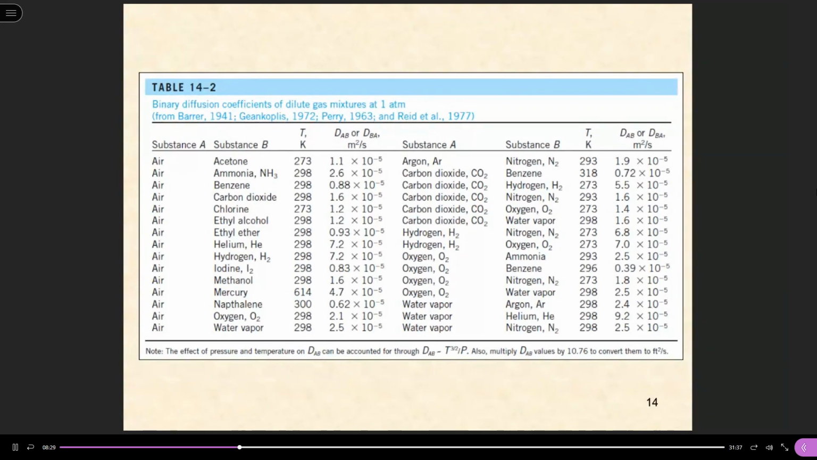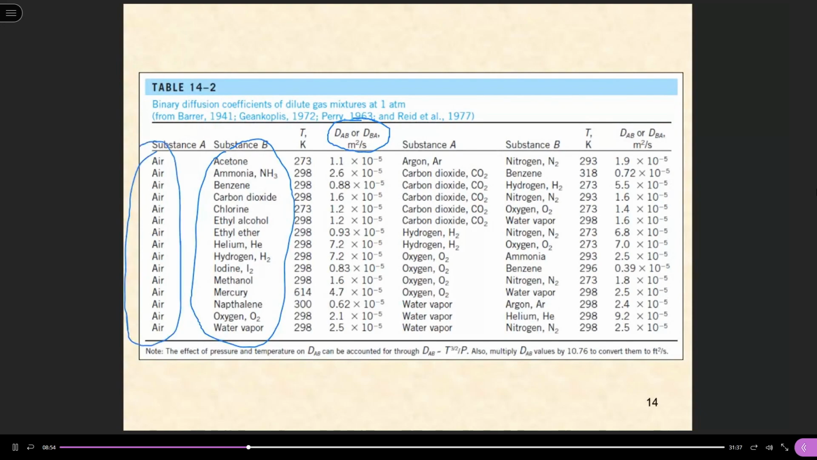Different how air diffuses, okay. One thing you should probably know is that DAB or DBA is the same. You have two different species, and they're the same. Here we talk about different chemical species in air, and the diffusion coefficient.